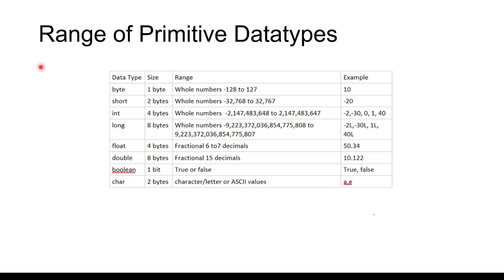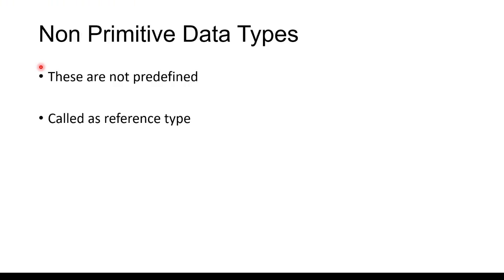And next is non-primitive data types. We discussed primitive data types. Primitive data types are predefined in Java, but these non-primitive data types are not predefined. It means the programmer can define any number of non-primitive data types. While coding, we can create our own data types, which are called non-primitive data types.